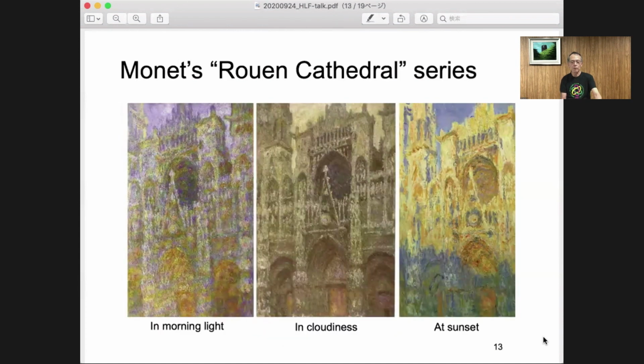And this is a cathedral I just showed you. So the idea is that by drawing the cathedral at various timings, you can see the effect of the light. And by that, you can understand light. That's the idea.